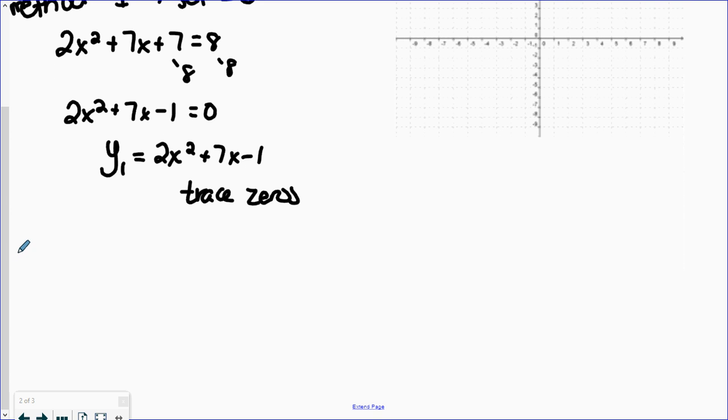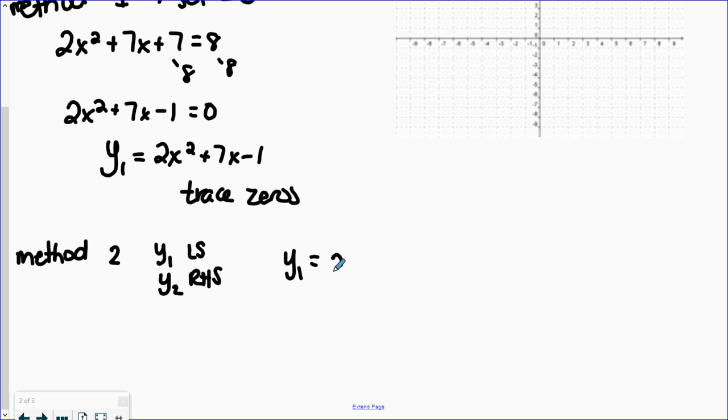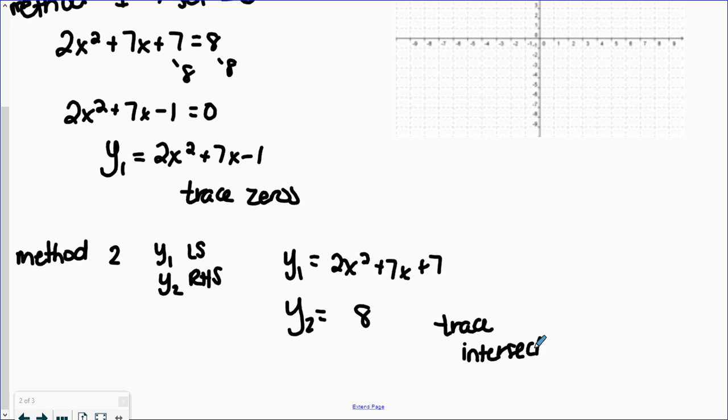So method 2 is you're going to put in y1, the left-hand side of the equation, and y2, the right-hand side. So graphically, in y1, you're going to put 2x squared plus 7x plus 7, and in y2, you're going to put in 8. And in this case, you're going to trace the points of intersection. And they will both be the same.